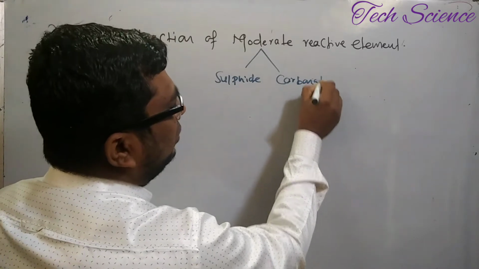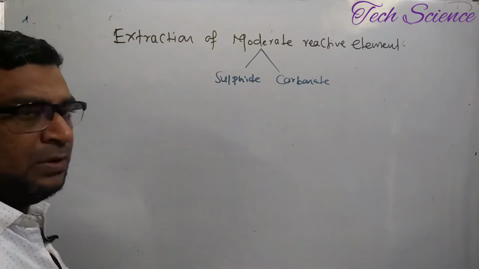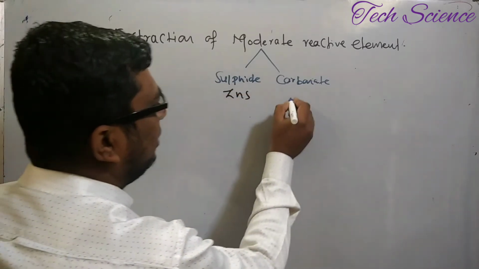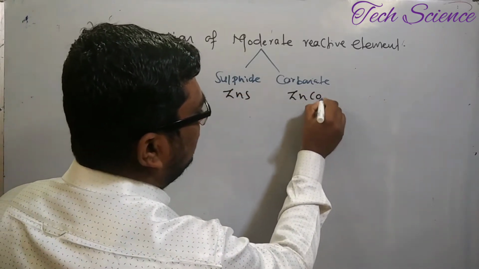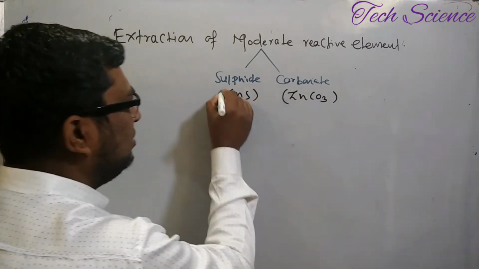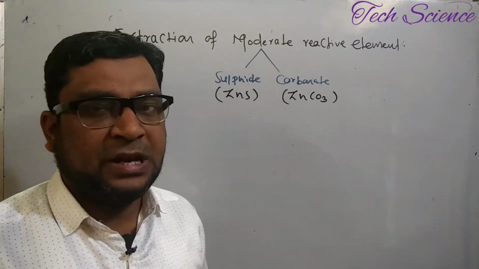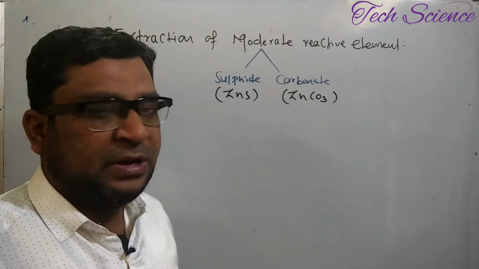As for zinc, we can take both examples, because zinc is present in sulfide form like ZnS, and in carbonate form, which is ZnCO3. You can take any example, or we can consider both right now. Zinc is one of the examples, and using that example I will explain how the extraction of the metal is done.